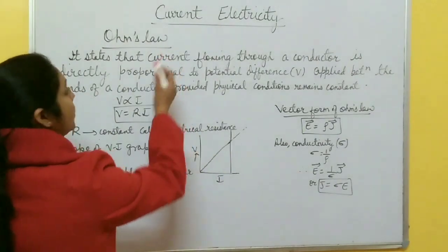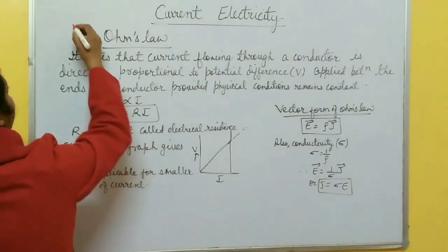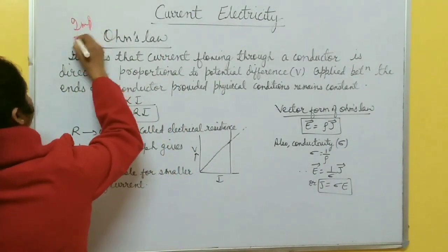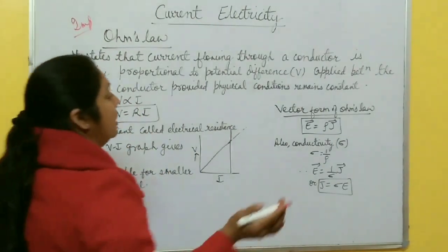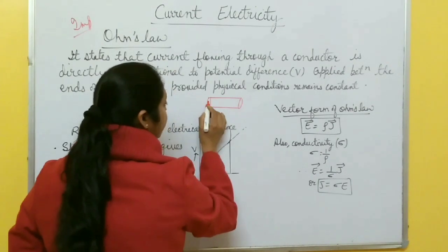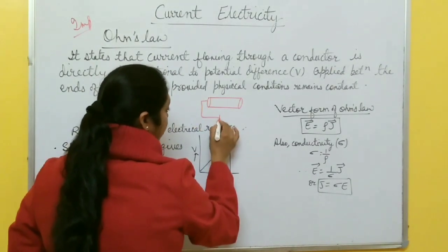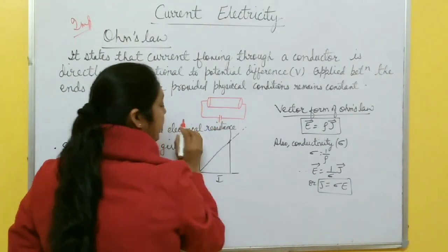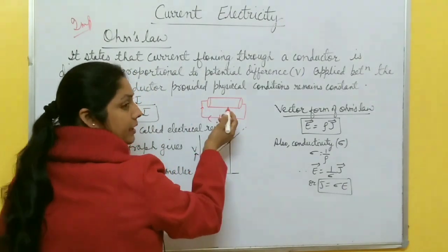Now, next one is Ohm's law. This is very important from examination point of view. What is Ohm's law? Suppose there is a conductor, right? And when you connect this conductor to a cell, what happens? Current starts flowing in this conductor, right?